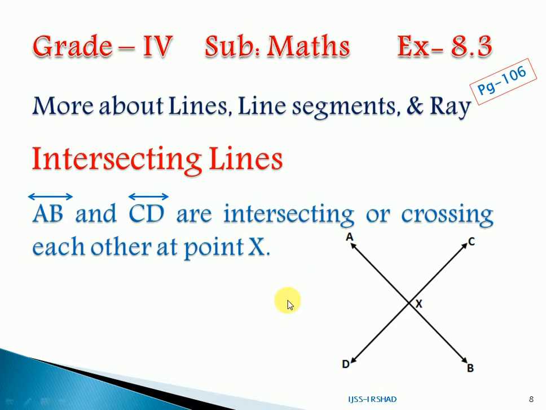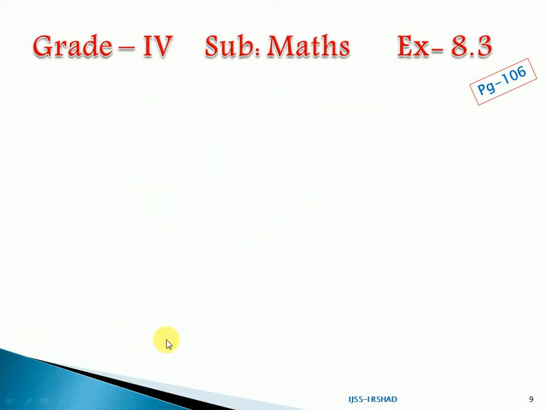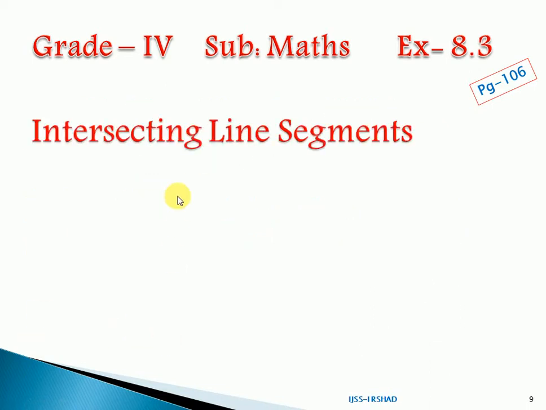Next we will move to intersecting line segments. So let's move to the next one, intersecting line segments. Here you can see this diagram. It is the same as the previous one, but here you will not find arrowheads, because these are line segments. RS and XY cross each other at the point O. So they are also intersecting, and I am saying line segments, because RS and XY are marked with end points.